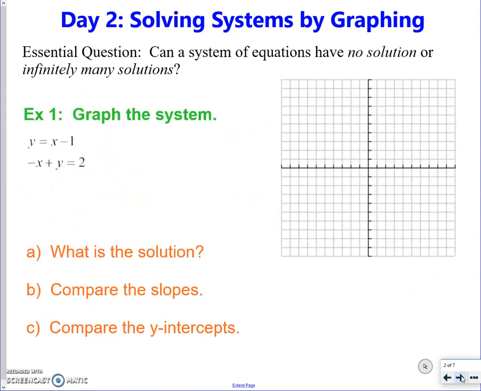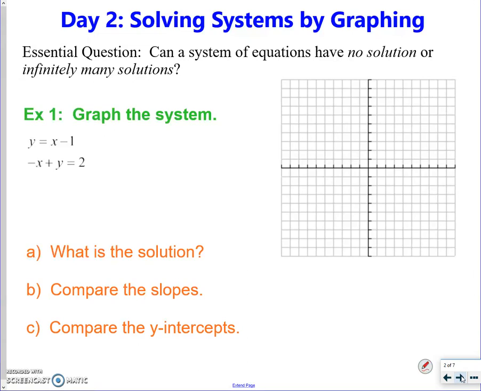So moving into the actual notes for today, we are going to look at, can a system of equations have no solution or infinitely many solutions? Obviously, we can have a solution. We did that yesterday, and we just went over that on the bell ringer. But what happens if weird things happen? So we're going to see one of those weird things here in example 1.